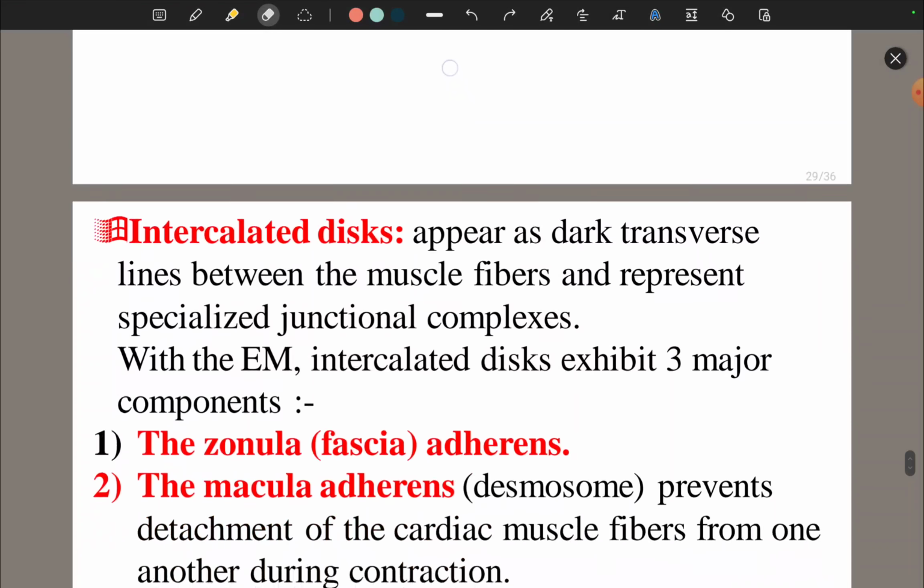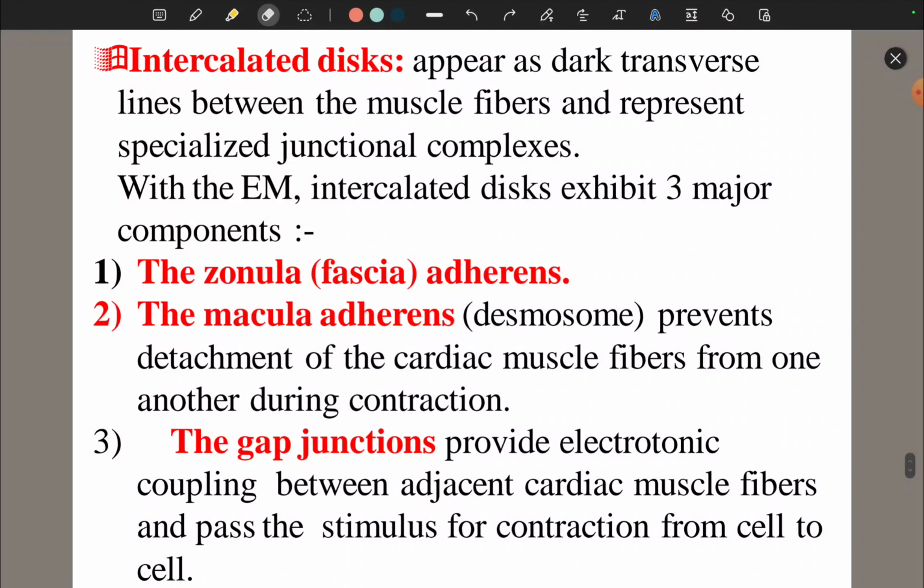Let's see what's formed from the intercalated disc. It appears as a dark transverse line between the two adjacent cardiac muscle fibers. It is formed from junctional complexes. The detail of the intercalated disc is not seen by light microscopy.